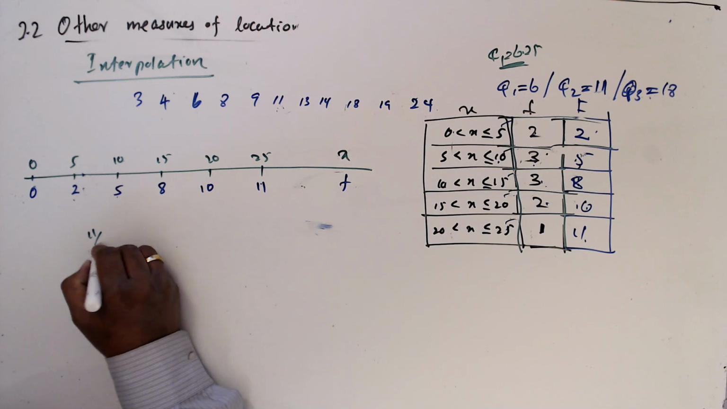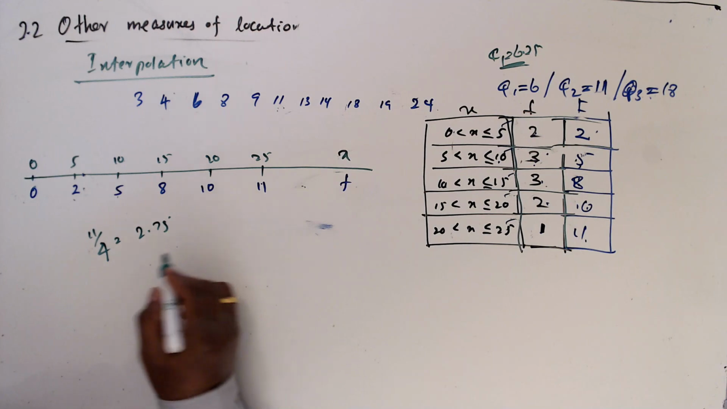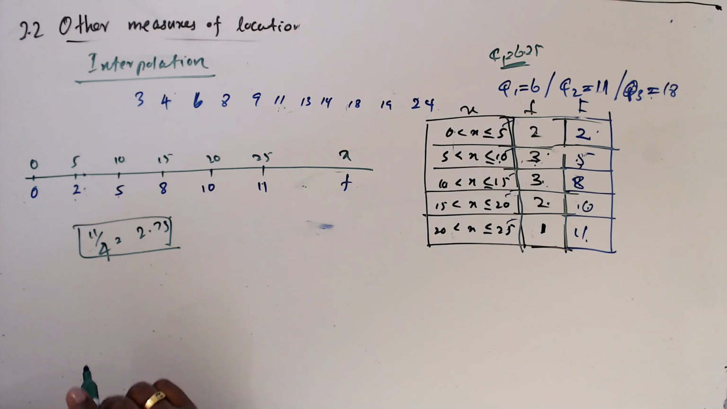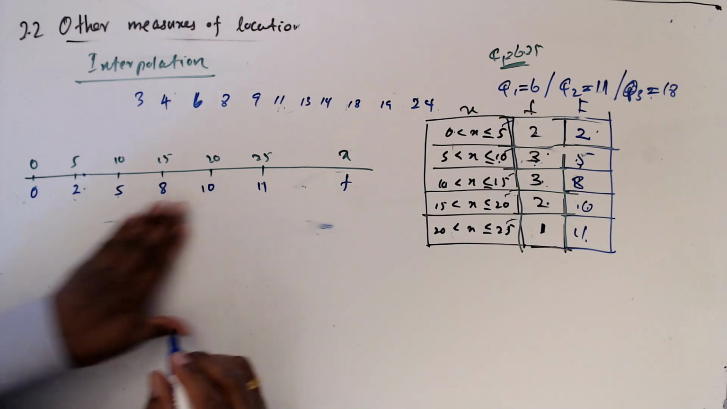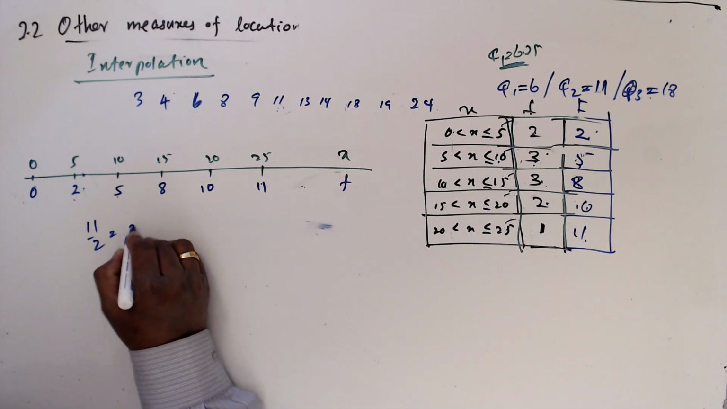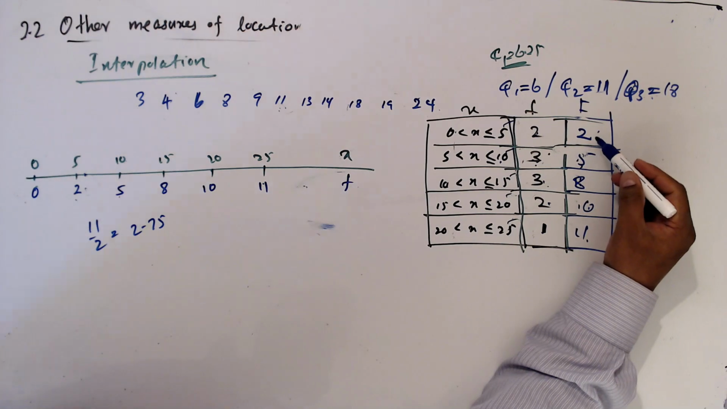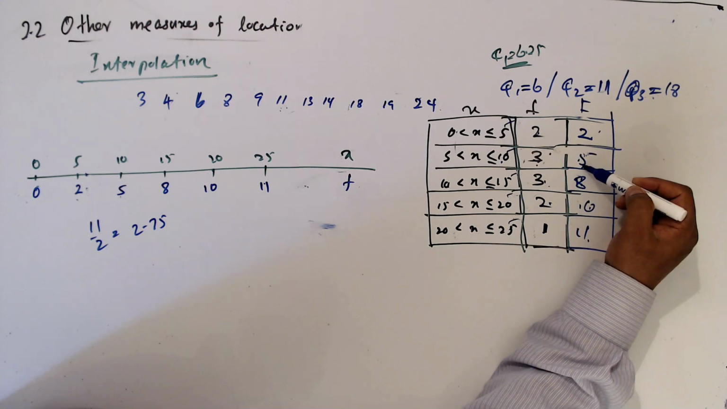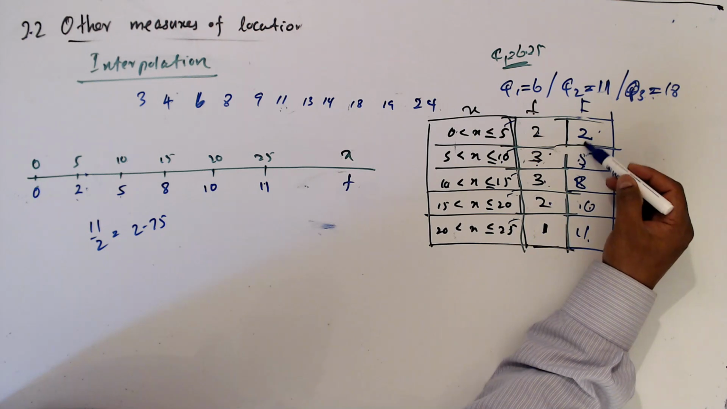Okay, 11 divided by 4 is 2.75, right? So then you found out the 2.75 term you need. Those are the frequency terms. So you look at this one. Those are the terms. So what is the term here? 2. What is the term here? 5. Total term. So the 2.75 is in between here.